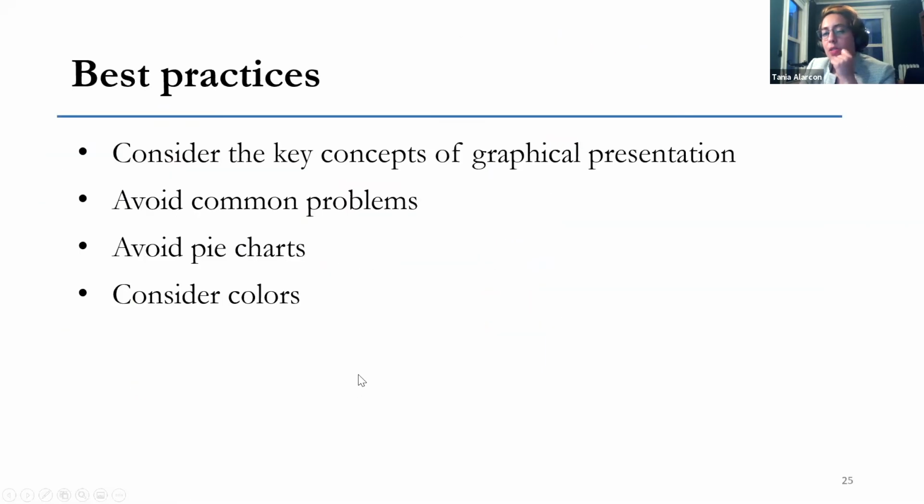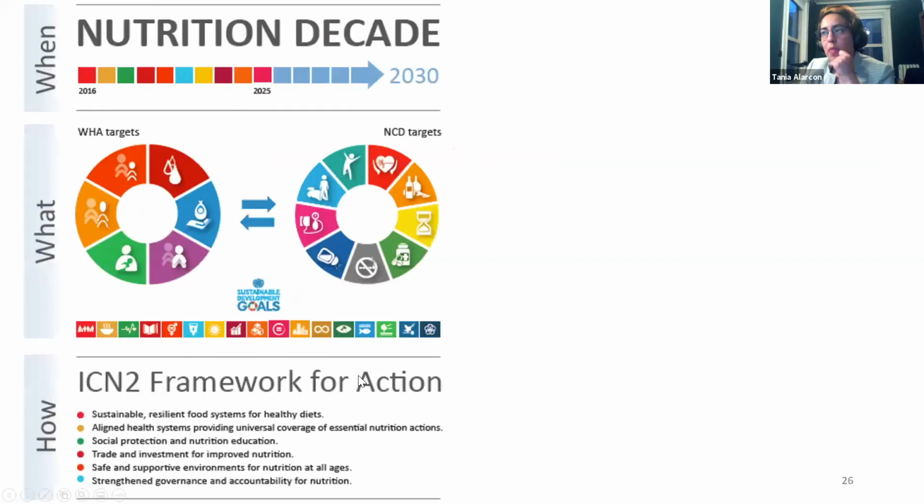The other thing that I would say is to consider colors. What colors are you using? This is the figure I showed you in the beginning, a figure from, I think, the WHO on the nutrition decade from our report. If you look at these colors, you can tell that some of the colors are used all across this, what could be considered an infographic, actually, if they were trying to show some progress and some progression. What are they doing? When are they doing it? How are they doing it? But the color, especially if you're talking about targets, like the colors of the targets, I would expect them to be unique so that they're not confusing.